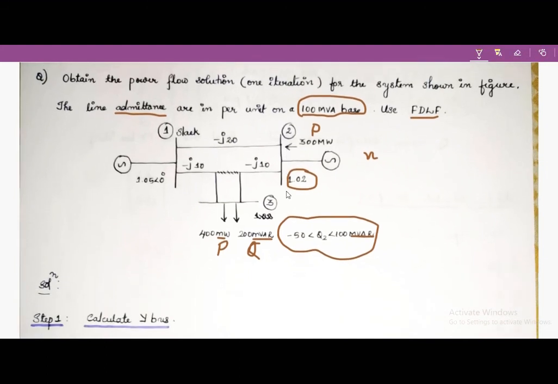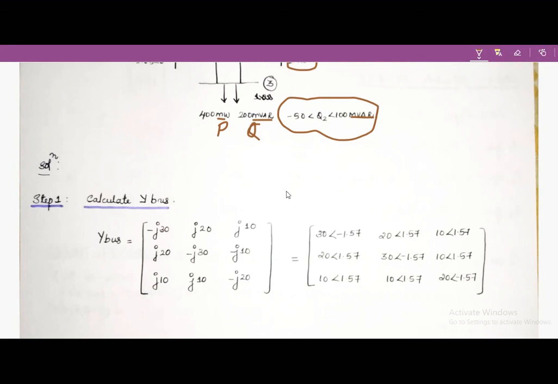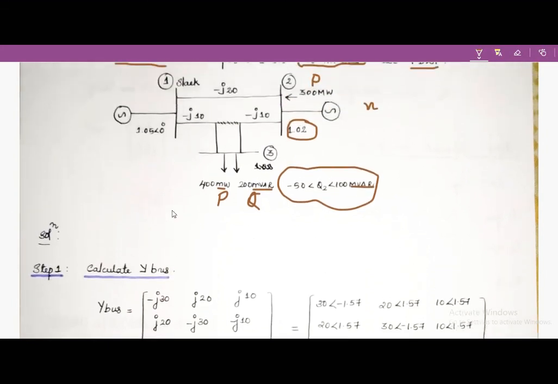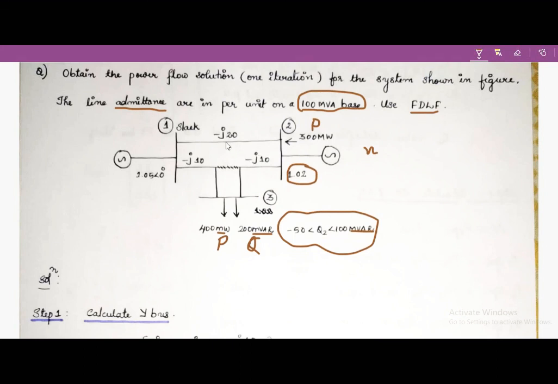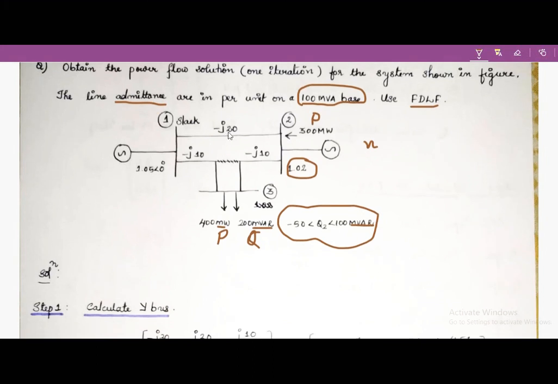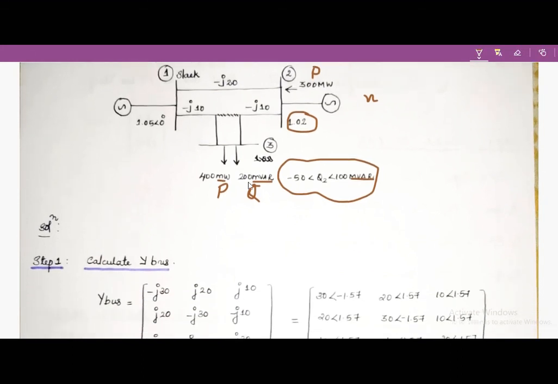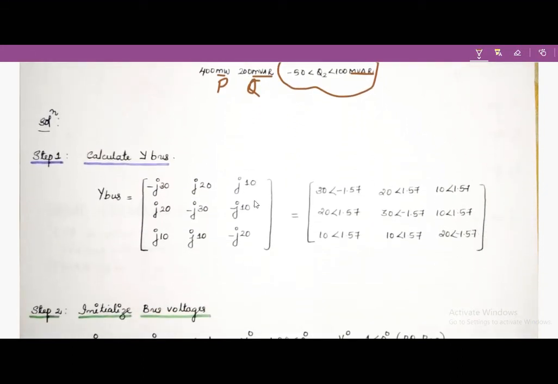Okay, now moving further, obviously the first step is calculation of Y bus, and here it is very easy. Admittance is directly given, so no need to take any reciprocal. It is directly given as minus j20. This is minus j10. There is no connection like this, it came by mistake. So it is minus j10. So no need to explain that. Y bus calculation is very easy.